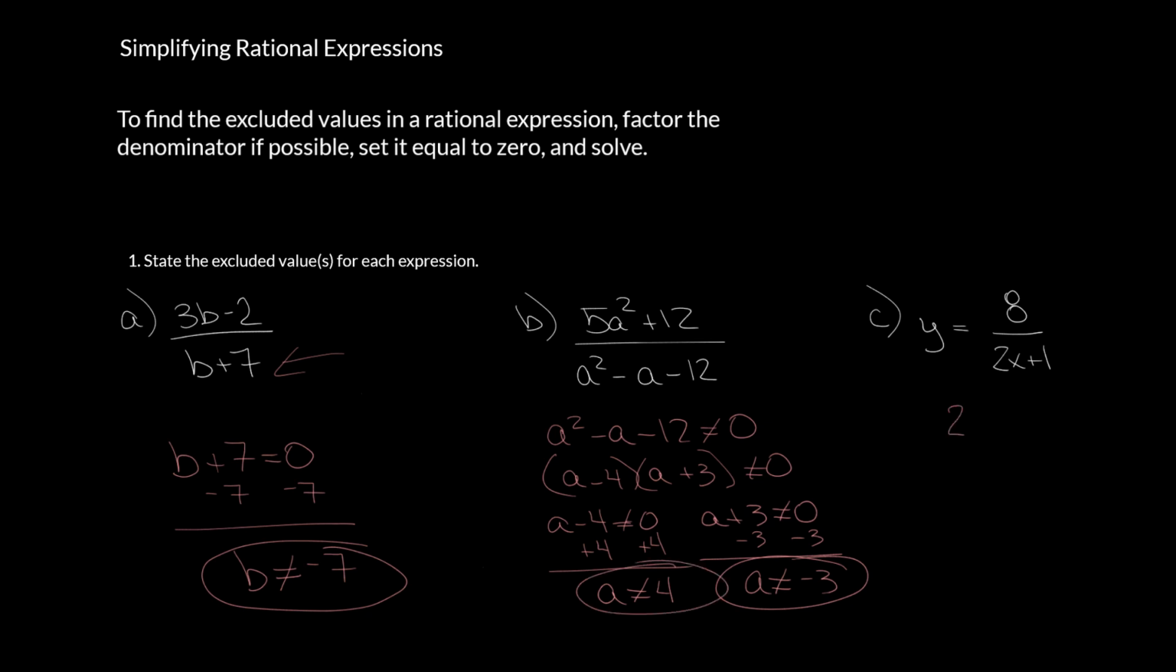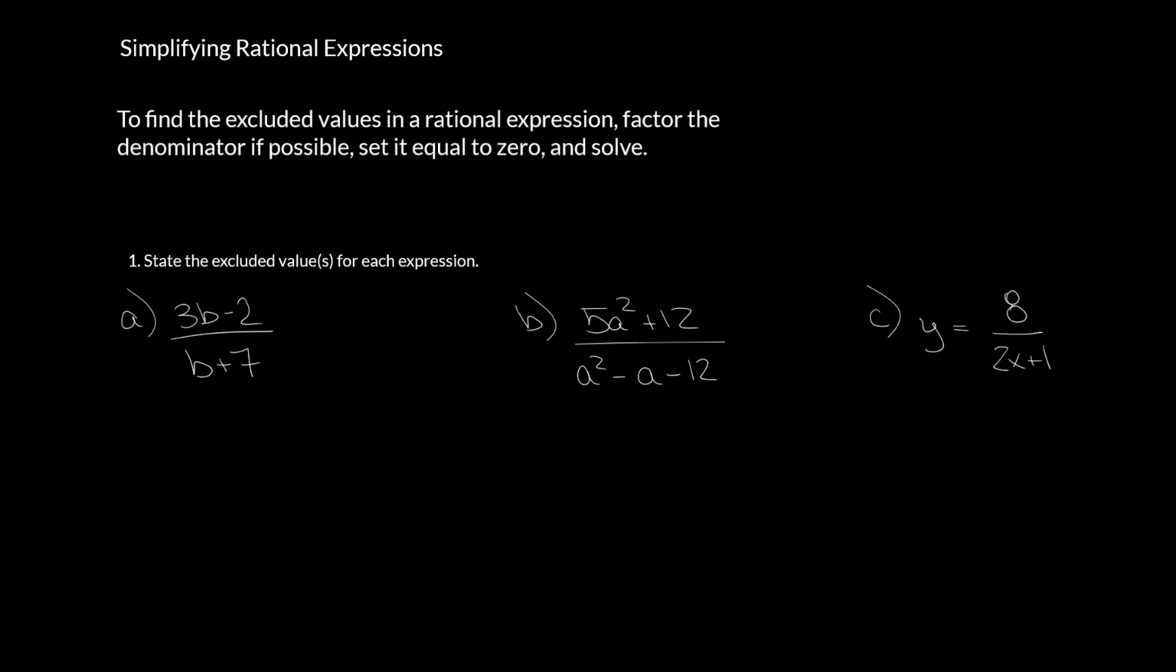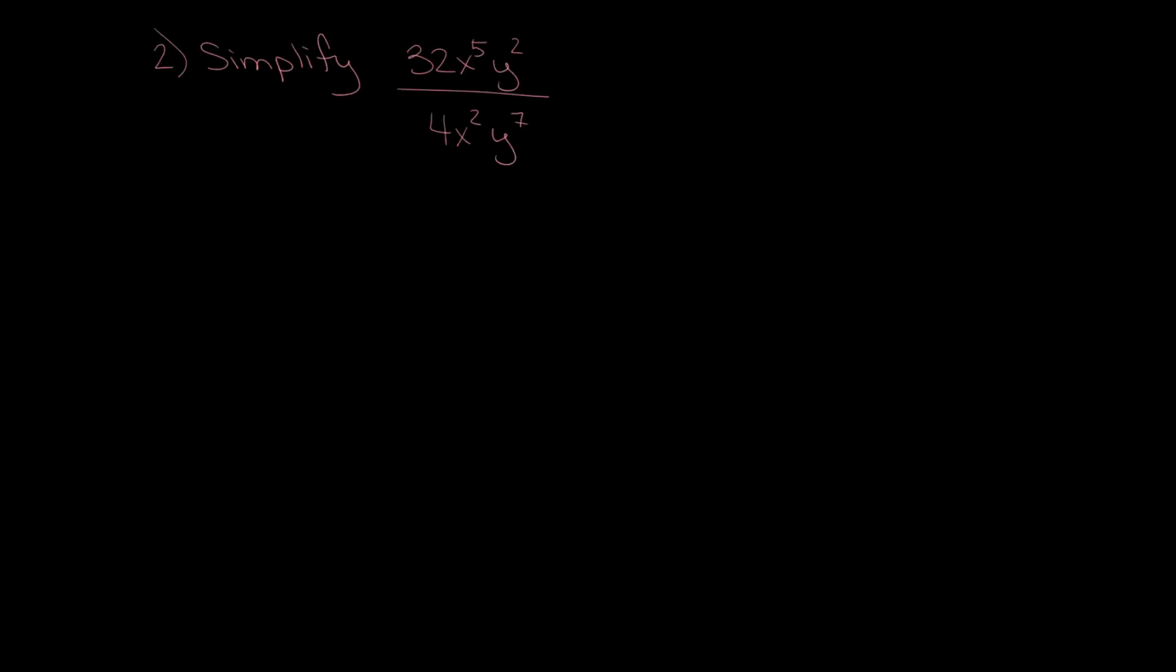In C, you just take your denominator, set it not equal to 0, and subtract. So if I divide both sides by 2, I get x cannot equal -1/2. So basically that's it. For any excluded value, you just say what it cannot equal, because if it did, the denominator would equal 0.